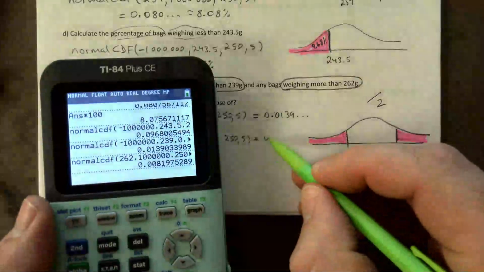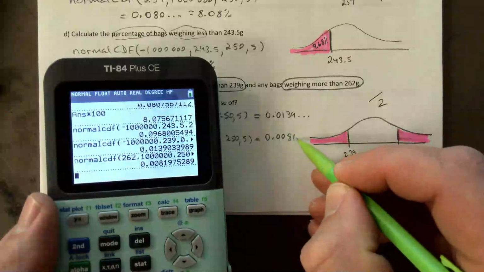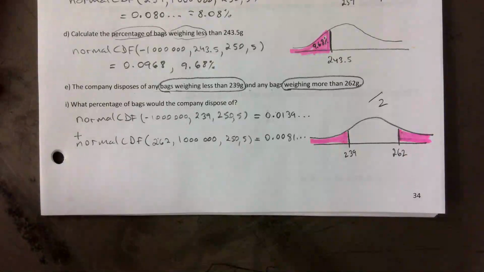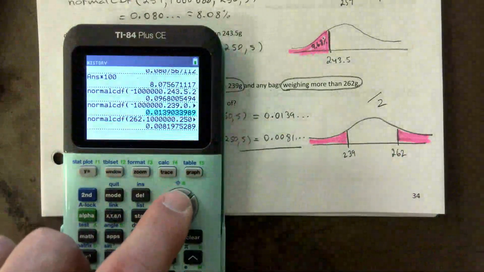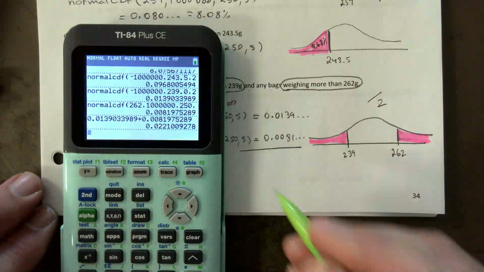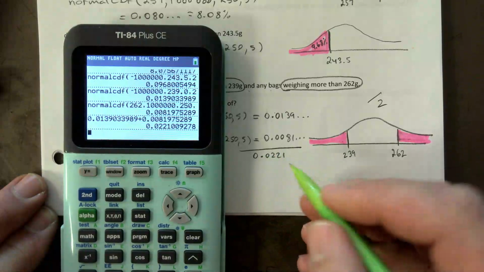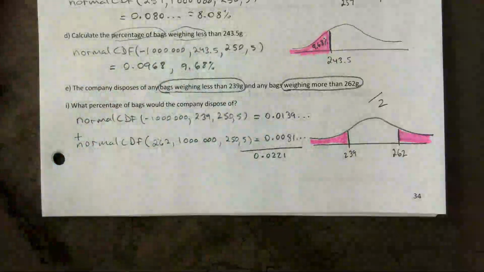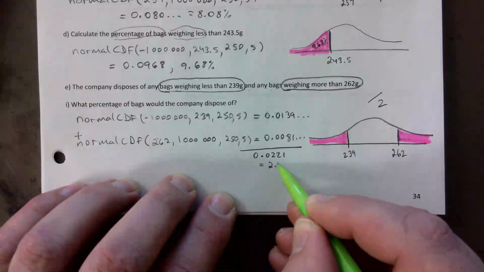Watch this one. This one is even smaller. Okay, there we go. So you add this up. And I have this on my calculator, right? I can go copy paste plus copy paste. That is 0.0221. Okay, combined. Which is the equivalent of 2.21%.